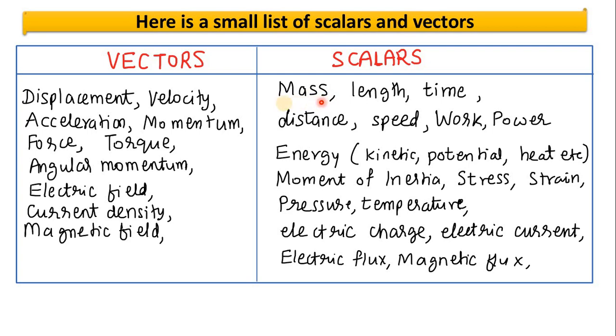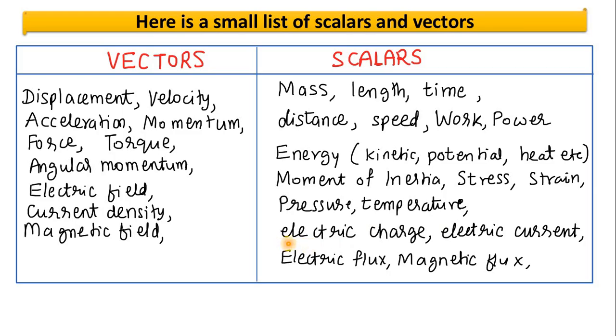Whereas quantities like mass, length, time do not have any direction. Distance has no direction, speed has no direction, work has no direction, power has no direction, energy has no direction. So these are all scalar quantities. Here energy includes all types of energies: kinetic energy, potential energy, heat energy, sound energy, etc. We will also study in the chapter on rotational mechanics a quantity known as moment of inertia, which is also a scalar. Stress is a scalar, strain is a scalar, pressure is a scalar, temperature is a scalar.